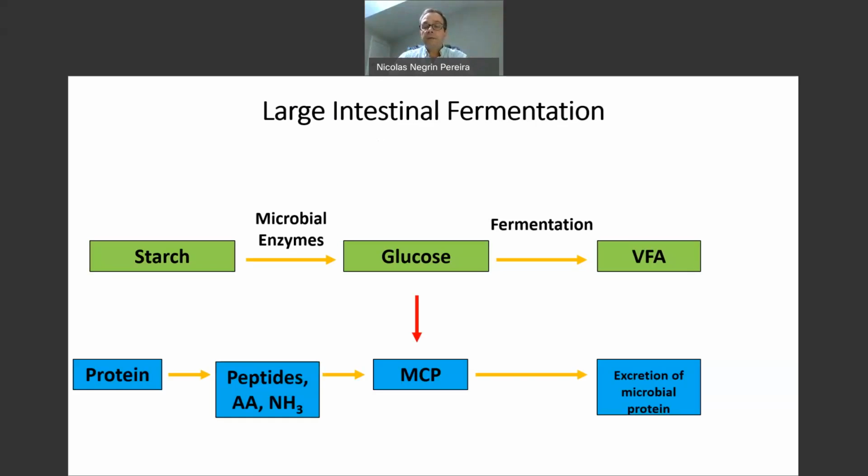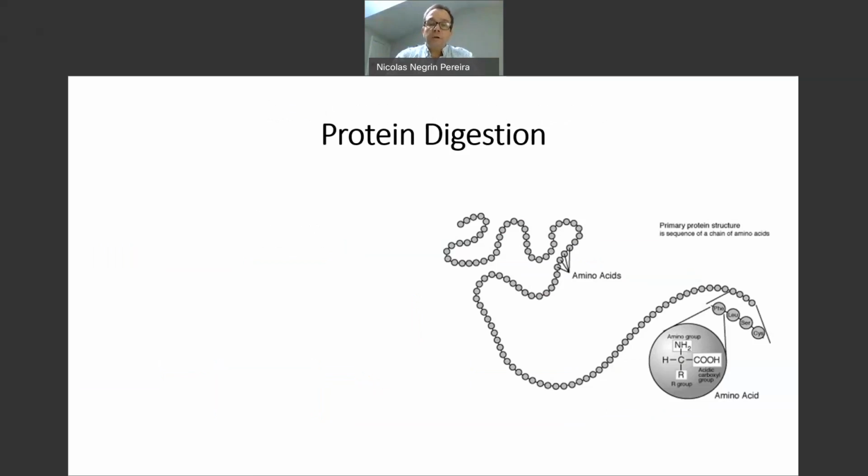And of course, they will end up being excreted as microbial protein and eventually being digested, those microbes that pass into the duodenum of the ruminant. So that was the digestion and absorption for saccharide.